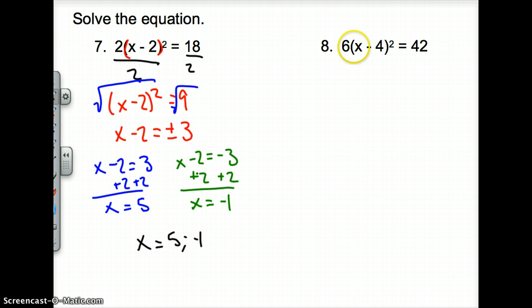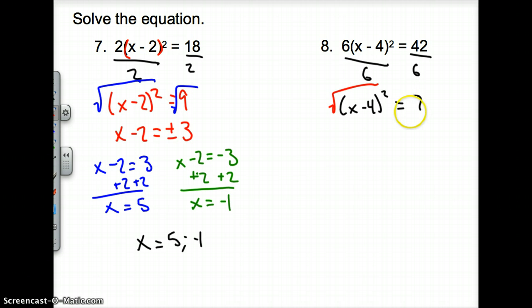Jumping to 8, so very quickly. How do we get the parentheses by itself? We divide by 6 on both sides. So we have x minus 4 squared equals 7. How do you undo the square? You have to square root both sides to get x minus 4 by itself equaling the square root of 7, positive negative. Since 7 is not a perfect square, I'm going to put positive negative 2.65.